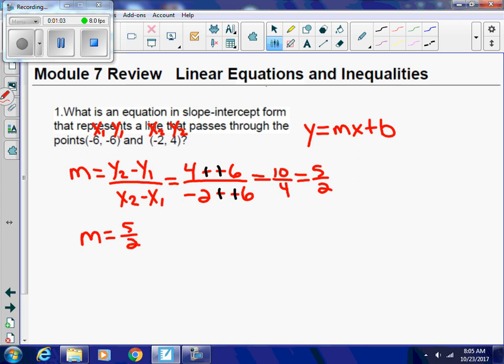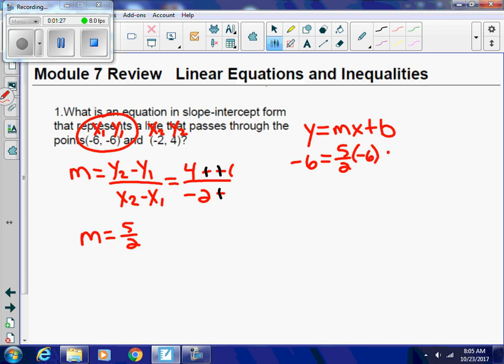Well, we're not done. It didn't just ask us to find slope. We need to find the equation, so we're going to go ahead and plug it in over here. I'm going to use this point right here. So I'm going to plug that in: -6 equals the slope, which is 5 halves, times another -6 plus b. I can put that over 1 if that helps some of you.